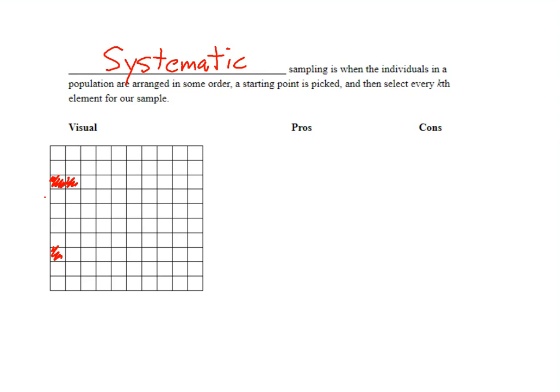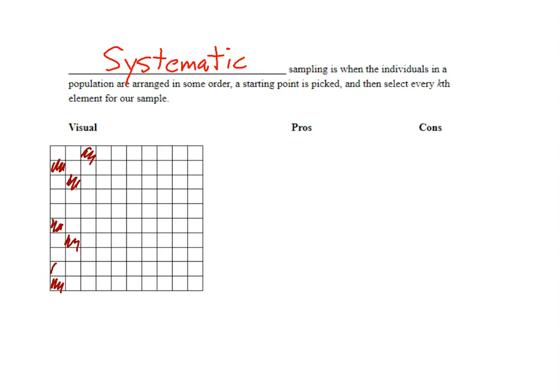So maybe this wasn't a good one, but you can kind of see. Let me go back and how about this one? Let's try that again. Let's start here and pick every third. So 1, 2, 3, pick. 1, 2, 3, or however you want to do it. It's just every certain number that gets picked. And that's how systematic would work.